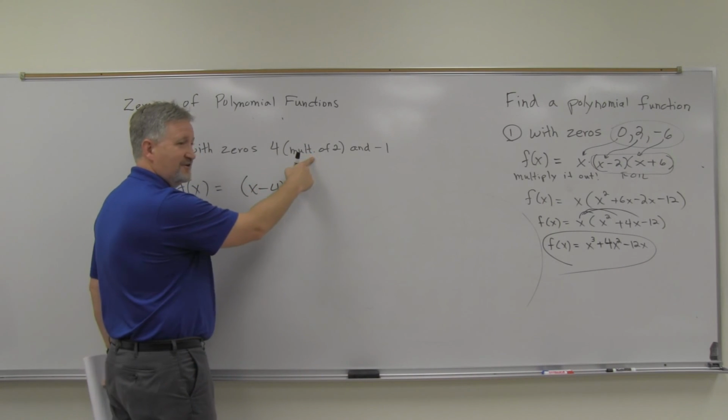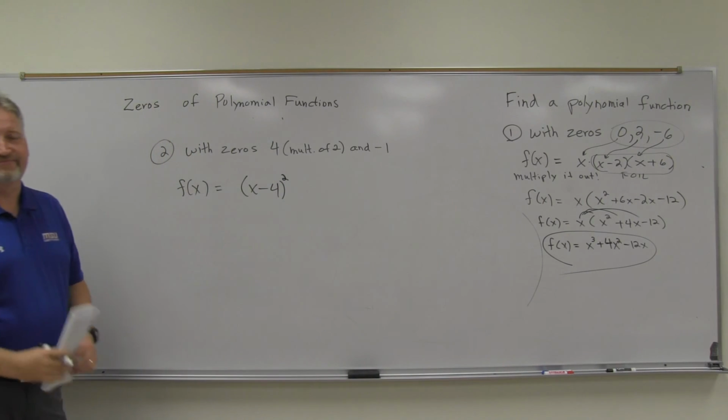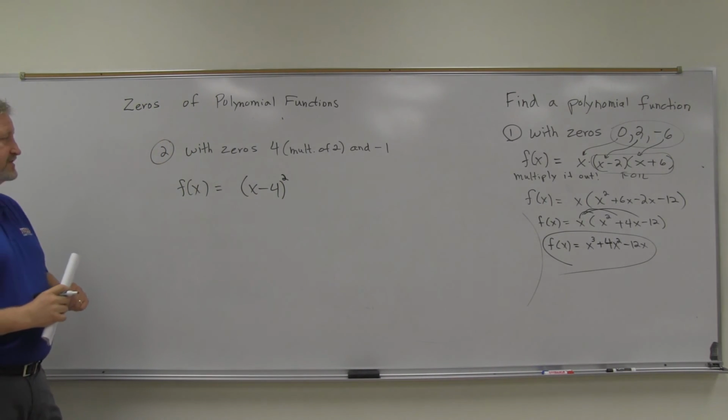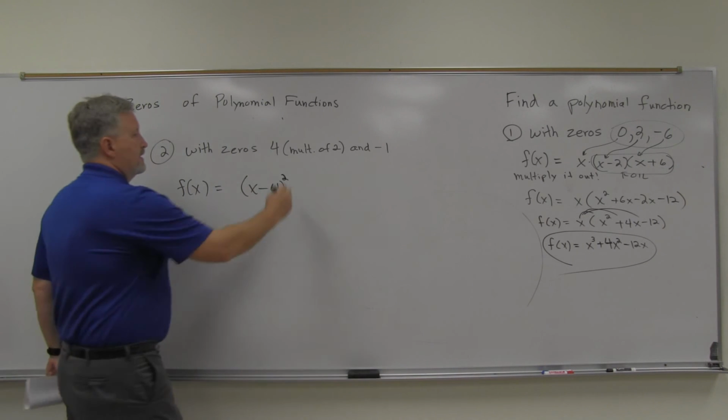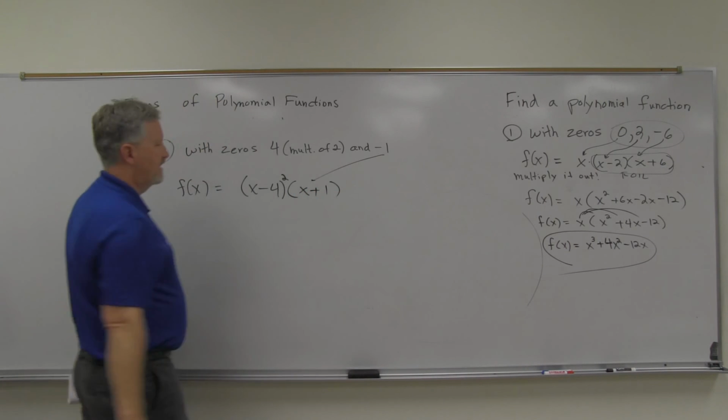Now, if it's a multiplicity of 2, what does that tell me? That tells me the power, doesn't it? And so if I've got a multiplicity of 2, it's x minus 4 squared. And then the negative 1, that would be plus 1: x plus 1.